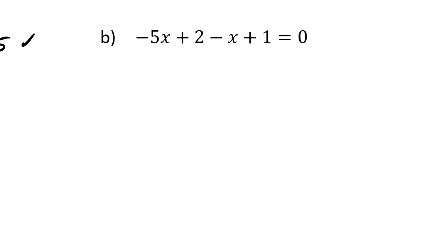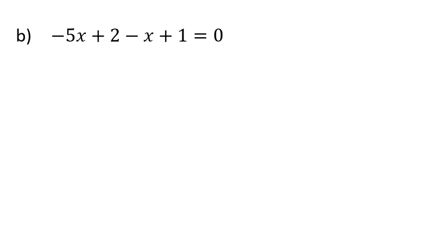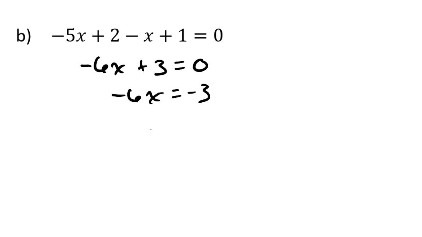Let's look at B. On B, I'll go ahead and combine my like terms. So I get that negative 6 times x plus 3 equals 0. We can take away 3 from each side. Negative 6 times x equals a negative 3. Therefore, x would be negative 3 divided by negative 6. So x is the number positive 1/2.